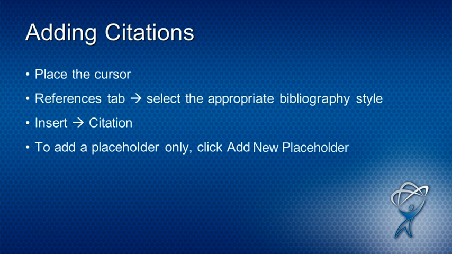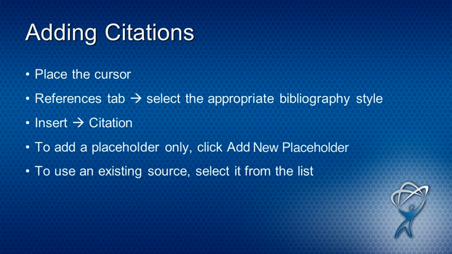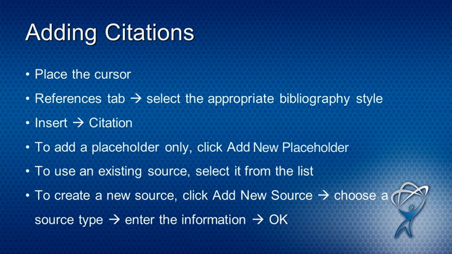For example, a lot of times when you're writing a paper, you may be writing the paper from your own ideas, but you know that whatever you just said needs to be cited. We're not supposed to be the experts yet. So we can add a placeholder knowing that we're going to need to find a citation later on to reference. We can click Add New Placeholder in order to accomplish that. If we already have the source, then we simply select it from the list. If we need to create a new source, we click Add New Source, choose a source type, for example, website versus book, and then enter the information that's required. Then we simply click OK.